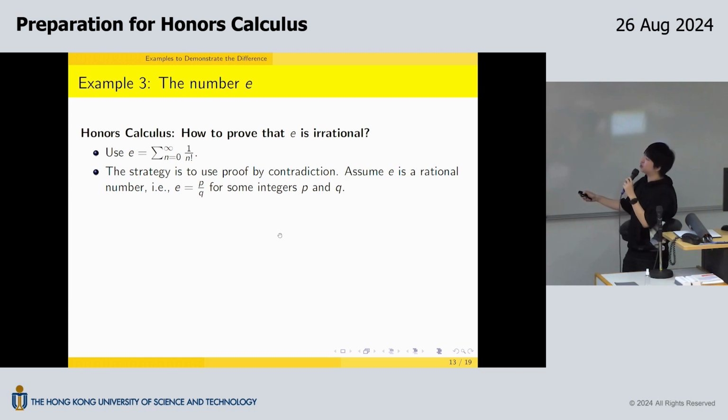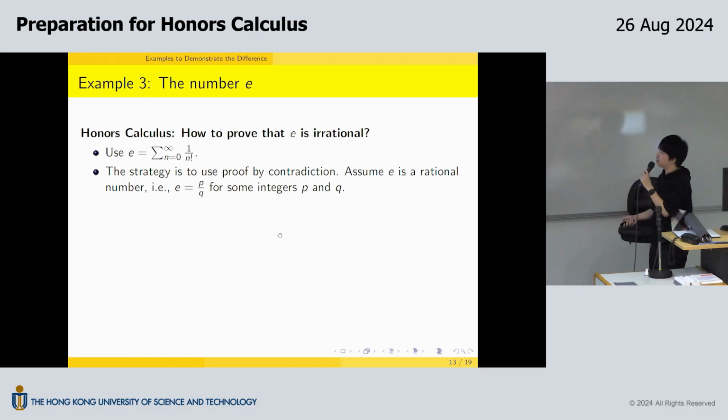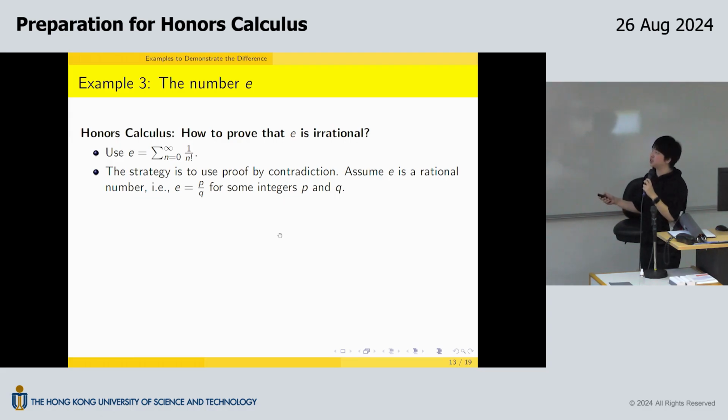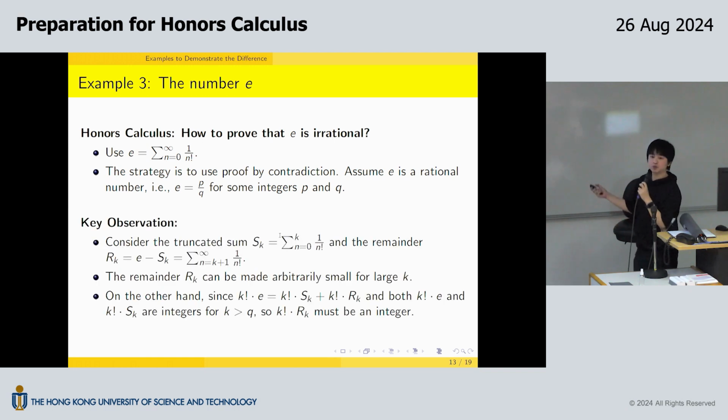So the natural number E is the limit of this infinite series, and to prove that E is an irrational number, there's no straightforward way. Instead, we will use proof by contradiction. To do that, we first assume that E is a rational number. That means E can be written as p over q for some positive integers p and q. Then we try to derive a contradiction using the definition of E. So how do we do that?